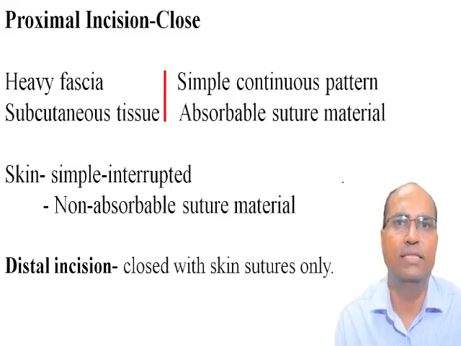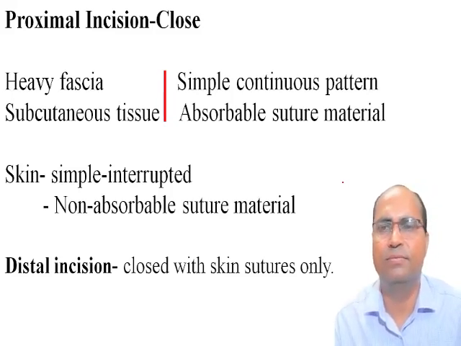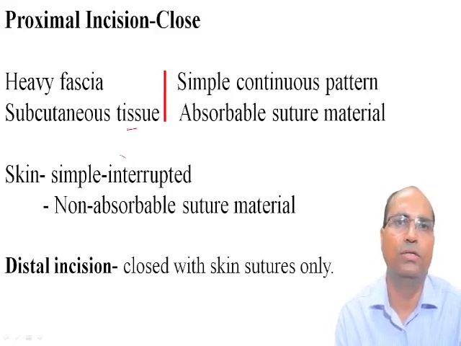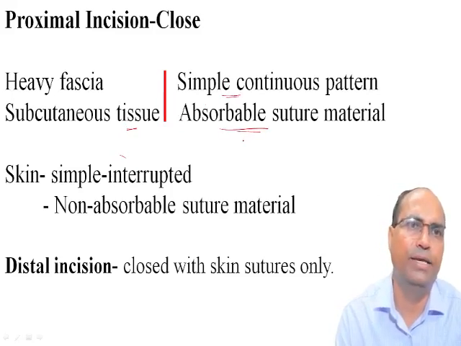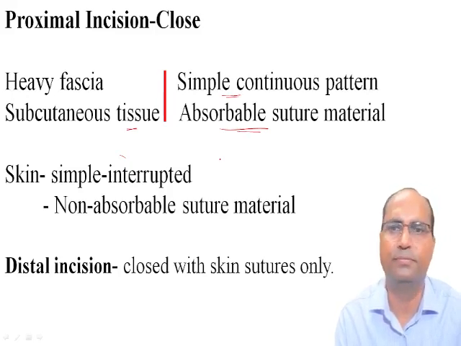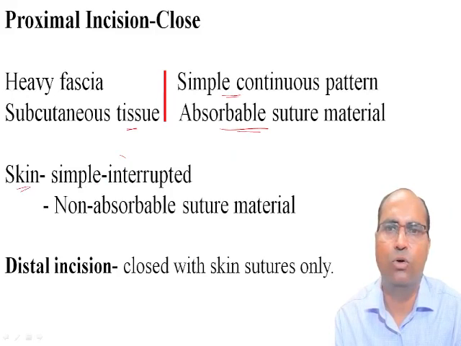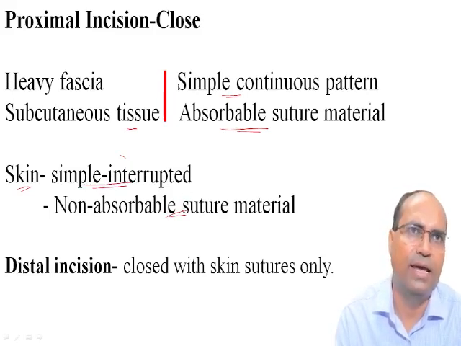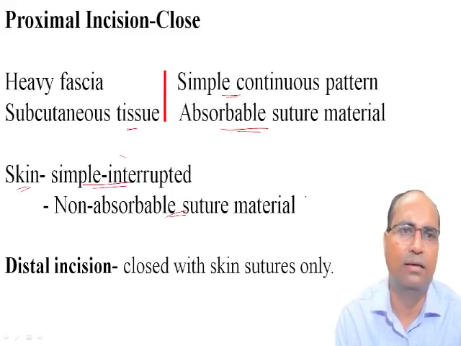The proximal incision is closed in this manner. Heavy fascia and subcutaneous tissues could be closed in a simple continuous pattern using absorbable suture material. You may use catgut or Vicryl. Skin is closed in a simple interrupted suture using non-absorbable suture material like silk or nylon.